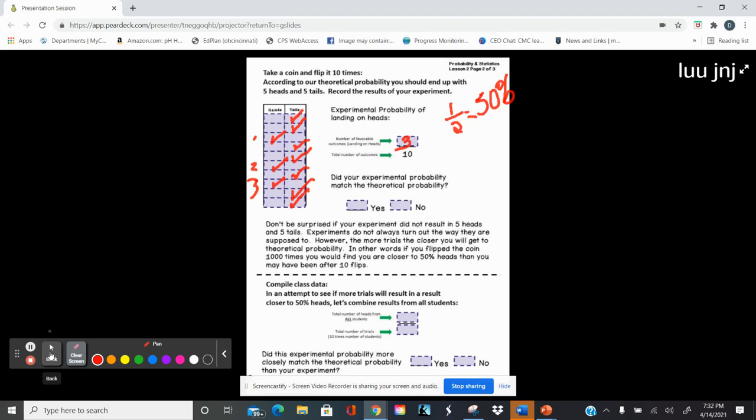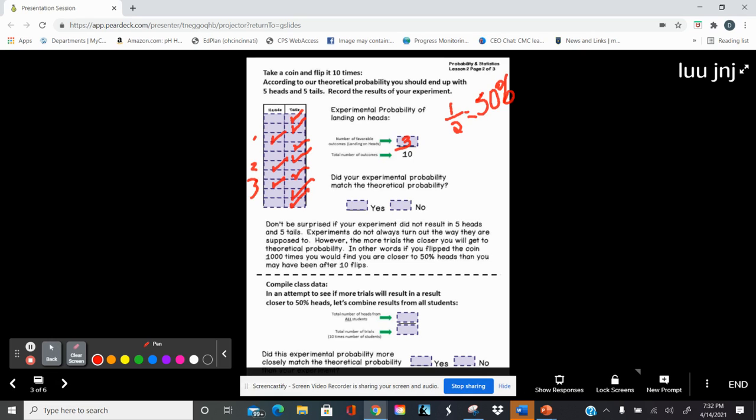So it didn't match it. However, it wasn't too off. I mean, technically, not too bad, but it didn't match. So we're going to put no.